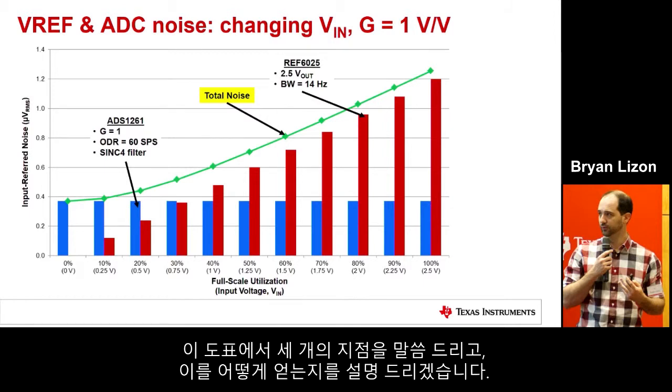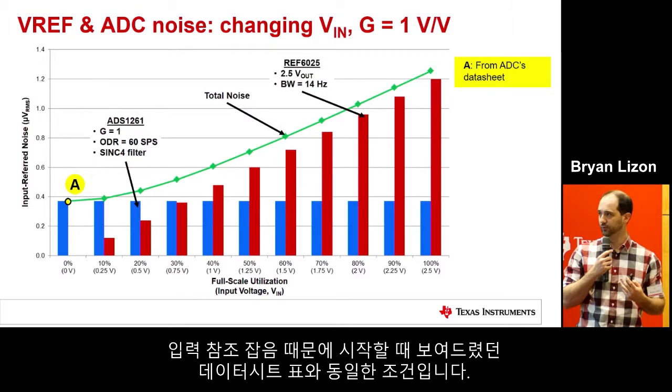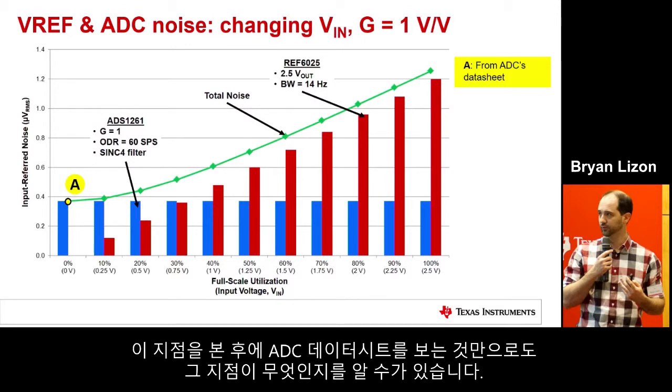And I want to talk about three different points on this plot and how you derive them. The first is point A, at 0% full-scale utilization, which is effectively a 0 volt input. That's the same condition as that datasheet table we saw at the beginning for the input referred noise. So you can determine what that point is just by looking at your ADC's datasheet.